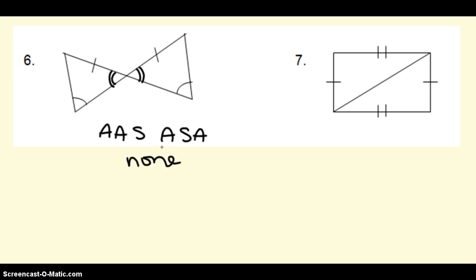Alright, so let's do this check. Is the side included in between the two angles? Here are the two angles. The side that is included, meaning between them, is this side right here. We don't know anything about that side, therefore it has to be angle, angle, side. On number 7, they share this middle diagonal here, and because I have three pairs of congruent sides, I can only be side, side, side.